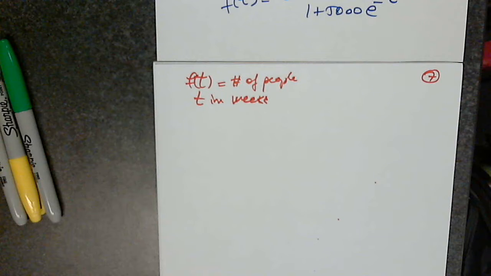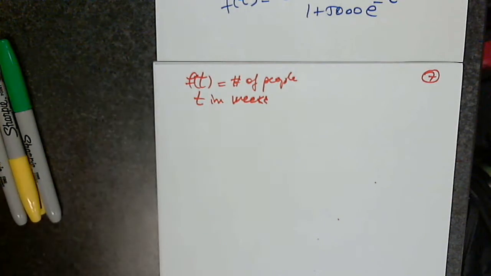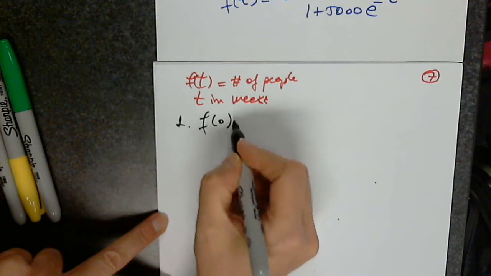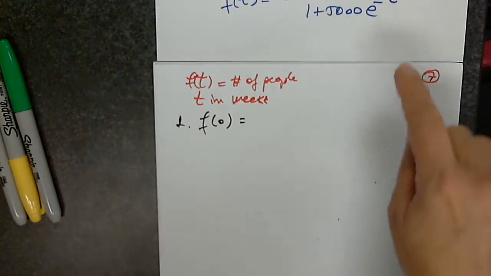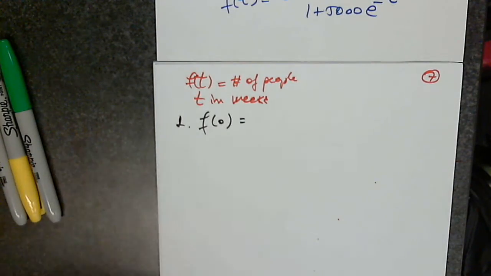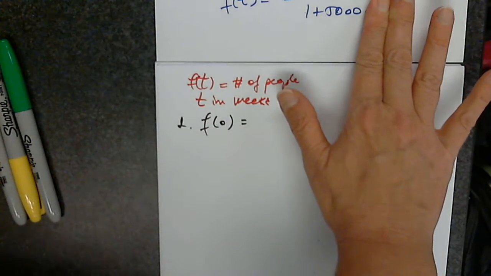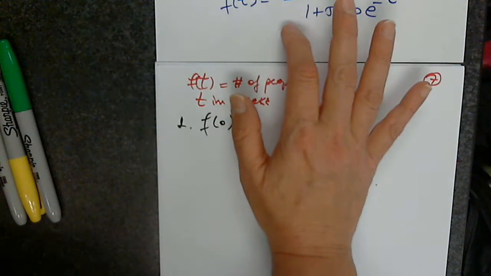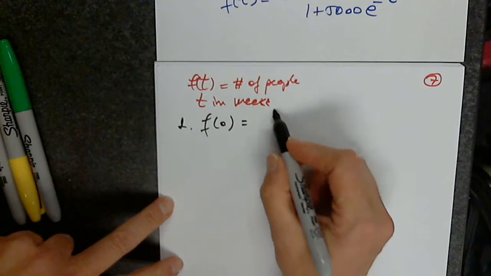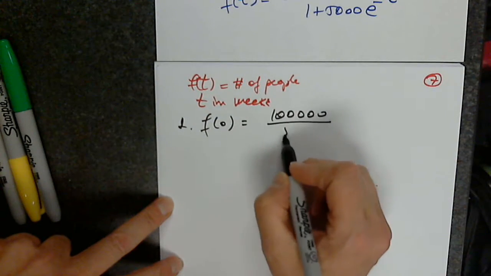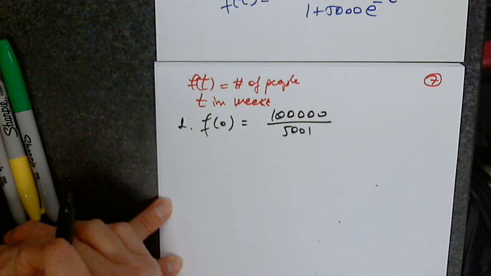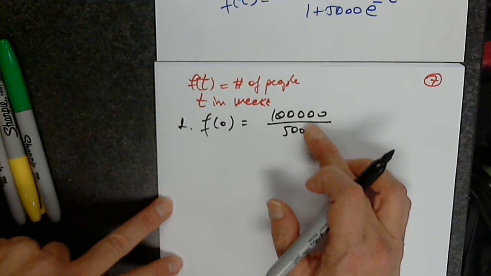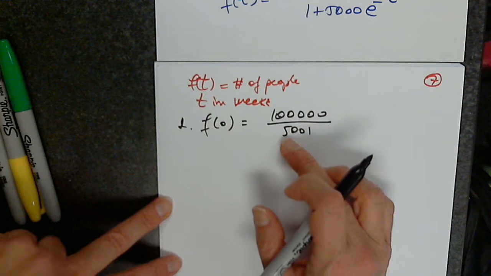So f of 1 is 1 week later. We want f of 0. So in part 1, let's find f of 0. Let's do this together. How much is e raised to 0? 1. How much is 1 times 5,000? 5,000. How much is 5,000 plus 1? Good. So then I have 100,000 divided by 5,001. When I divide by 5,000, I will have 100 divided by 5, which is 20.